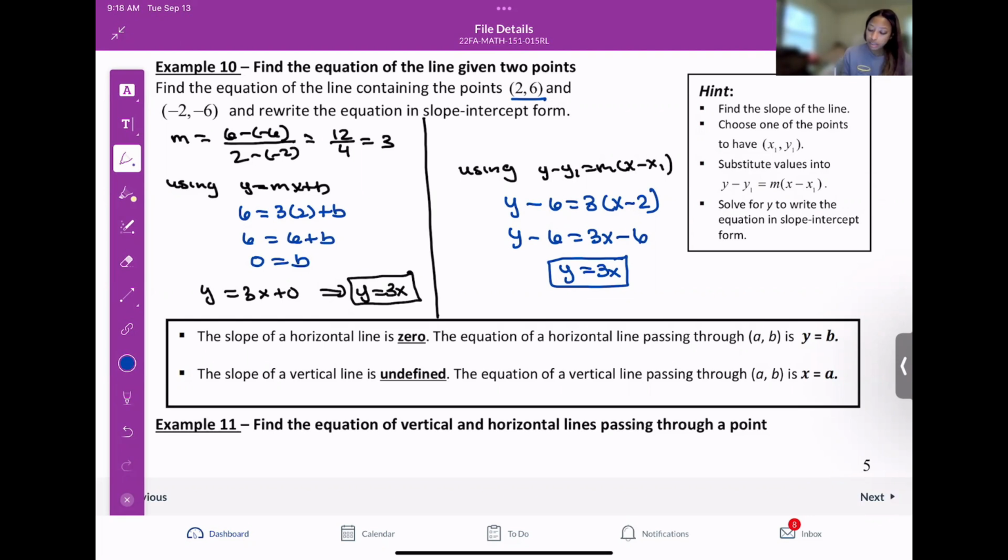The slope of a horizontal line is 0. We already talked about this. The equation of a horizontal line is y equals b if it goes through the point (a, b). For a vertical line, the slope is undefined. And if it goes through the point (a, b), the equation is x equals a.